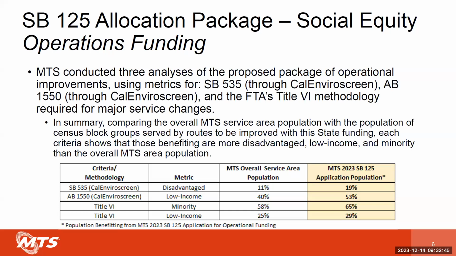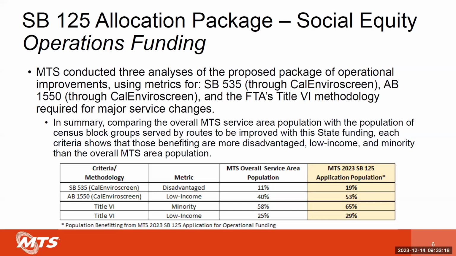So in looking at all of these different metrics and ways that we measure the impacts to low-income and minority populations, under SB 535, our overall service area population is 11% disadvantaged. However, 19% of the population impacted by the improvements proposed here is disadvantaged. For AB 1550 low-income communities, 40% of our service area is low-income under AB 1550, and 53% of the benefiting population is low-income.